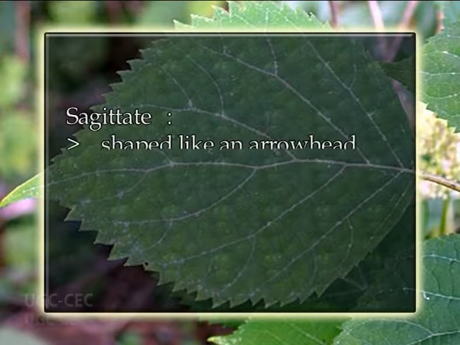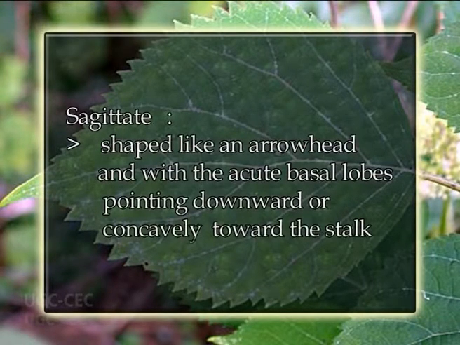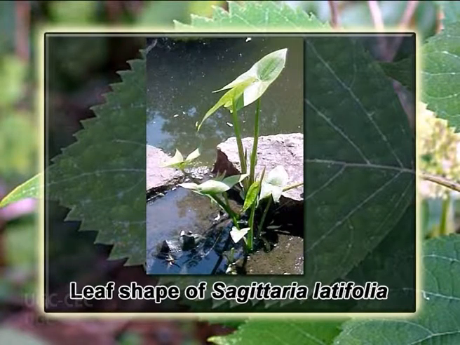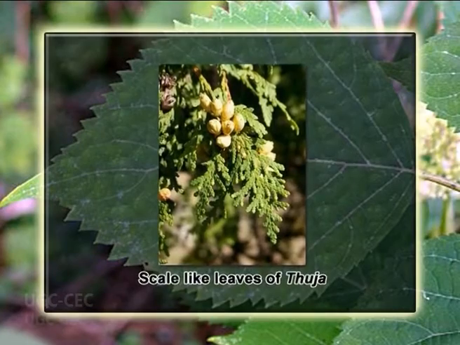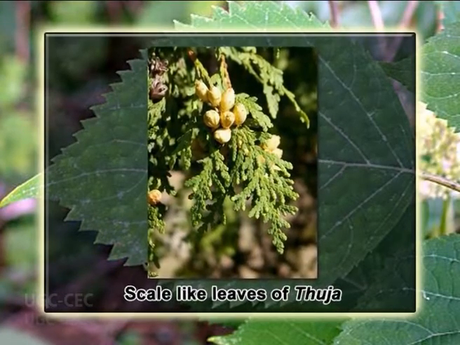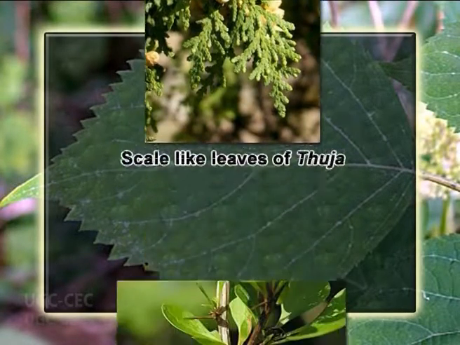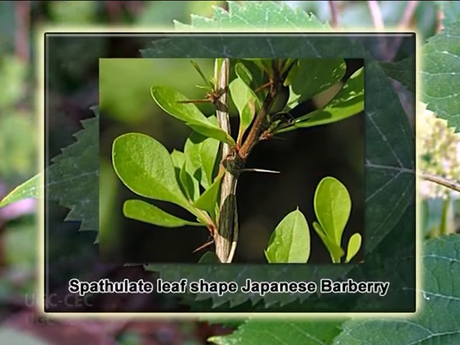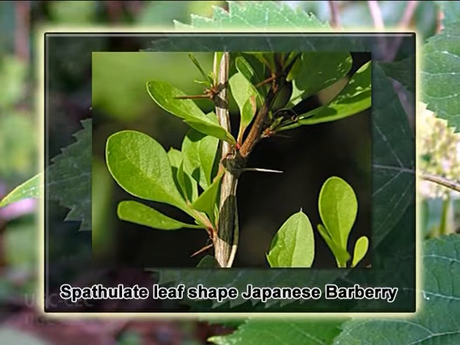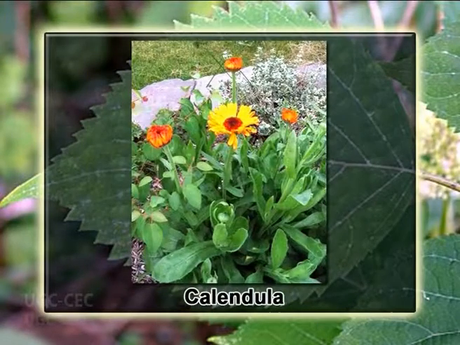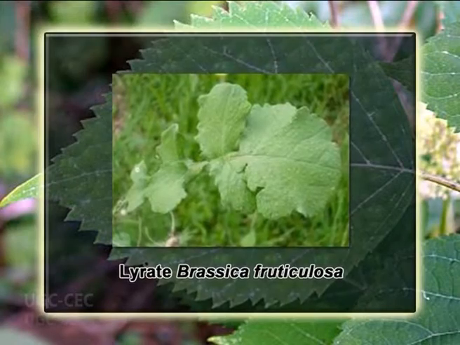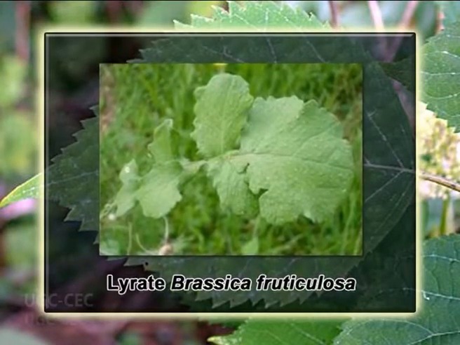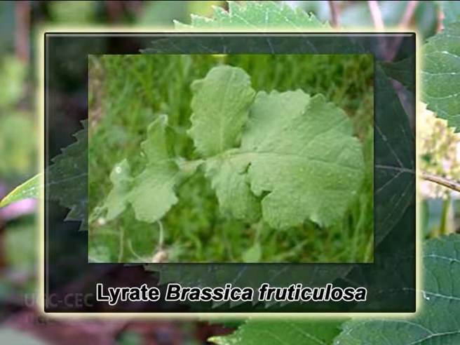Then sagittate, shaped like an arrowhead and with the acute basal lobes pointing downwards or concavely towards the stalk. For example, Sagittaria latifolia. Then scale-like, leaves overlap alternating down the stems. For example, Thuja occidentalis. Spatulate, spoon shaped, that's broad and round at the top and narrow towards the base. For example, Japanese barberry, that's Berberis thunbergii, or calendula. Then lyrate, divided into a large terminal lobe and a few smaller lobes, which become gradually smaller towards the base. For example, in Brassica fruticulosa, or mustard, etc.